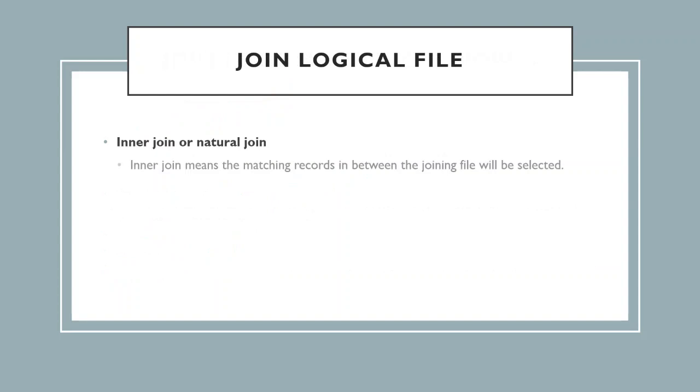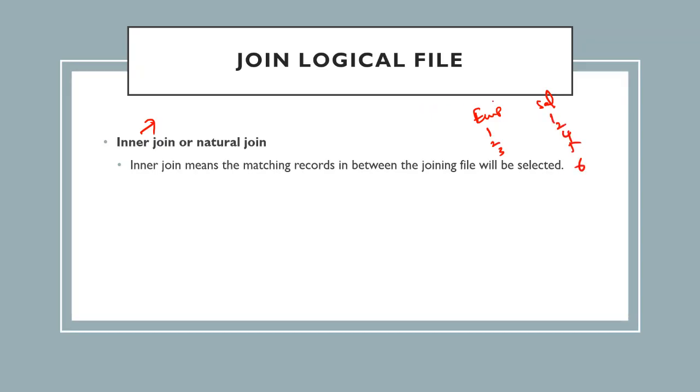In join logical file, we have inner join and natural join, which means you will get the matching records in both files. For example, you have an employee file, and you also have a salary file. Here you have employees 1, 2, 3. Here you have 1, 2, 4, 5, 6.